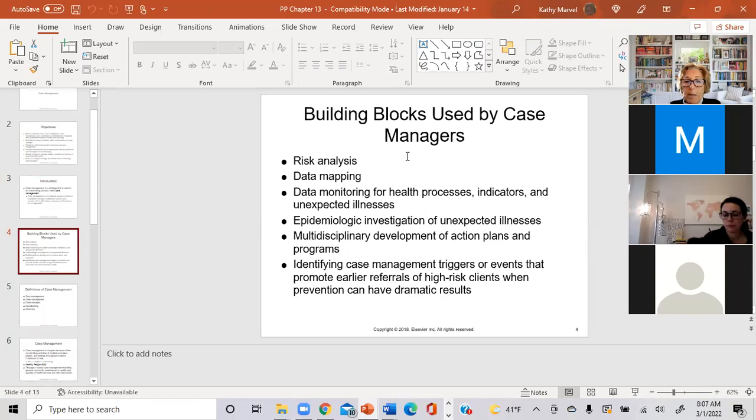Here are some of the things that case managers might use: risk analysis, data mapping, epidemiological investigation of unexpected illnesses, multidisciplinary development of action plans and programs. A case manager works with the doctors and the nurses and the PT and the OT to come up with a plan of care.